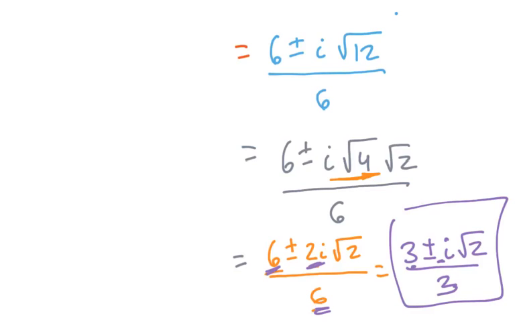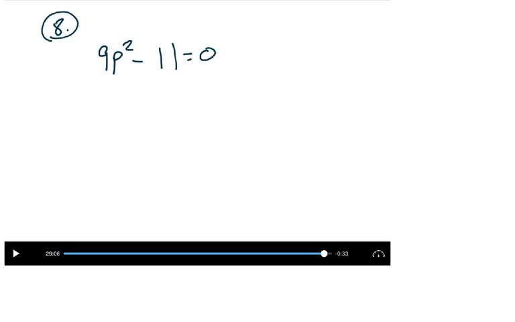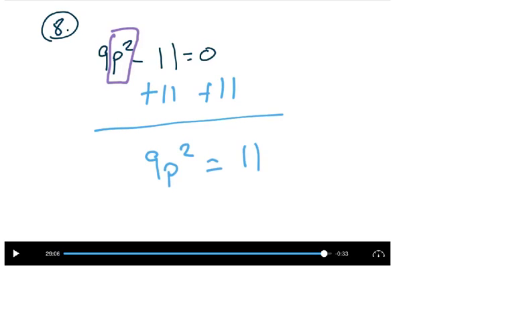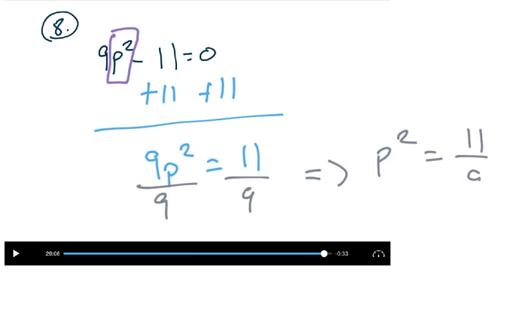So you can see that if it doesn't work out nice, quadratic formula is the way to go. This last one is fantastic, and this is a nice little dessert after all this work, because if you have only one term, doesn't matter if it's squared, cubed, whatever, the goal is to get everything else to the other side. And then once I do that, I have p squared equals 11 over 9. All I have to do is take the square root of both sides. And p is going to equal the square root of 11 over 9.